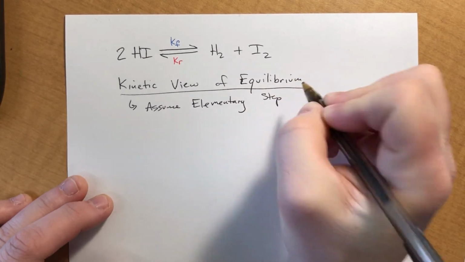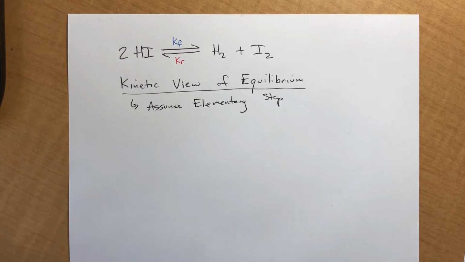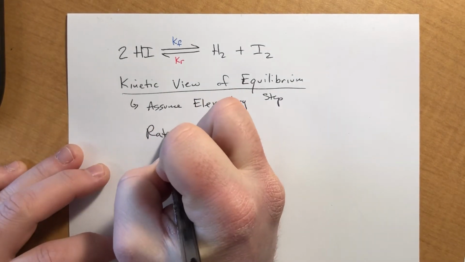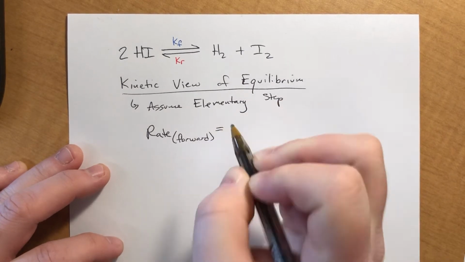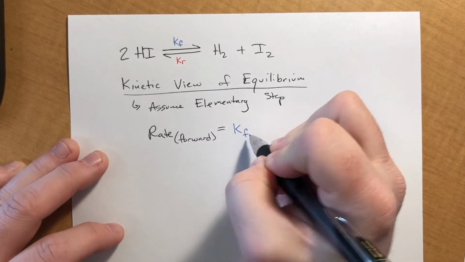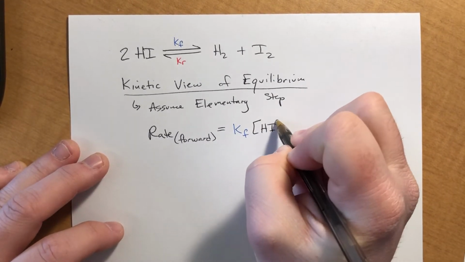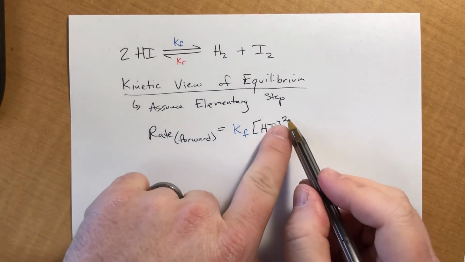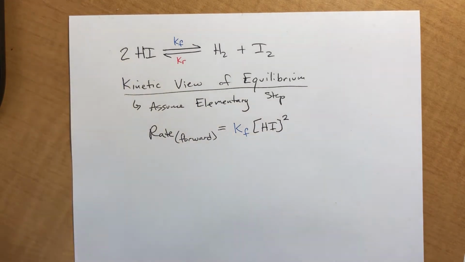Otherwise, to get rate laws, we'd have to go through all the legwork to get rate laws for forward and reverse reactions. So essentially, the rate of the forward reaction would be equal to the rate constant of the forward direction times the concentration of HI squared. We can square that because we're assuming it's an elementary reaction, so the coefficient in the front becomes the exponent.